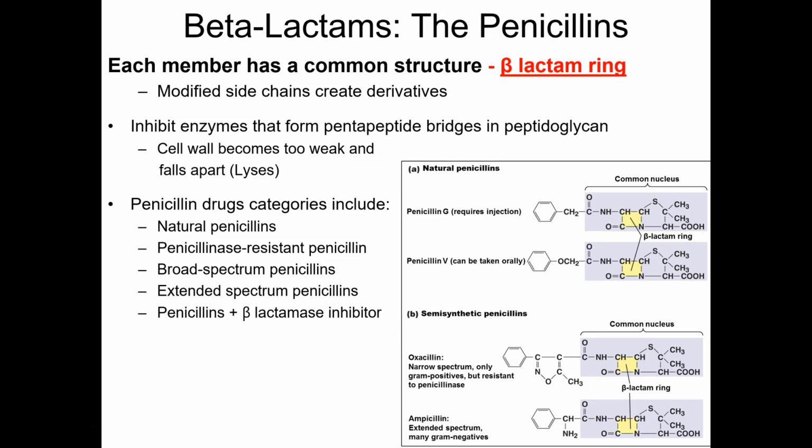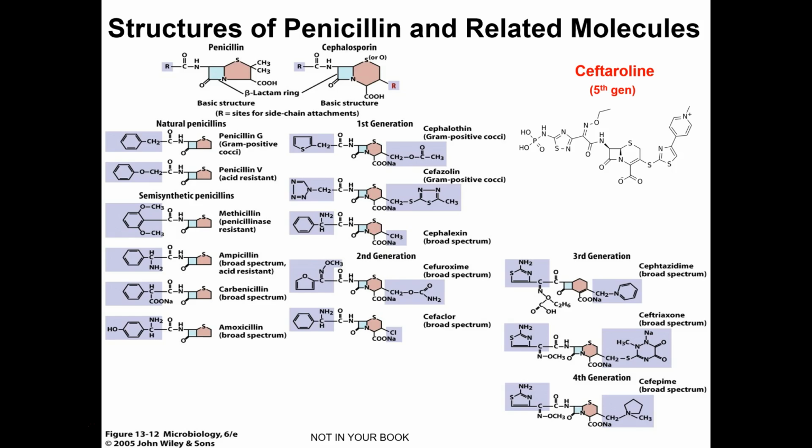Ampicillin, again semi-synthetic, is our first extended spectrum beta-lactam. It was the first one that worked not only against gram-positives well, but against some gram-negatives. Okay? Most gram-negatives are very resistant to beta-lactams because of their outer membrane. And then the story goes on. Okay? Up until a few years ago, we went through 4 generations of beta-lactam antibiotics.